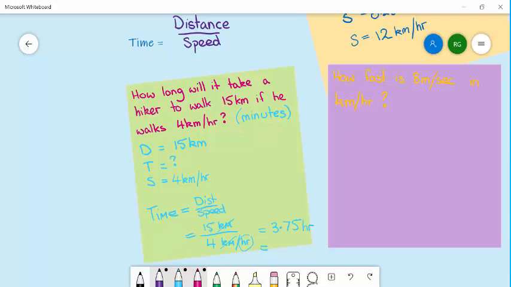To solve that and turn it into minutes, we need to multiply it by 60, which equals 225 minutes, because we were looking for it in minutes at the start of the question. So how long will it take the hiker to walk 15 kilometers if he walks at 4 kilometers an hour? 225 minutes or 3.75 hours. Again, seems reasonable.